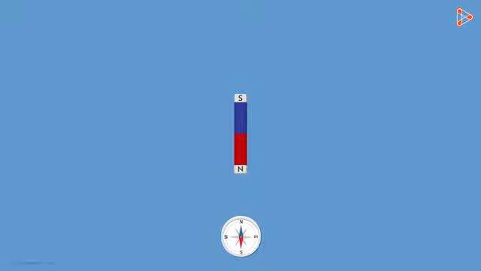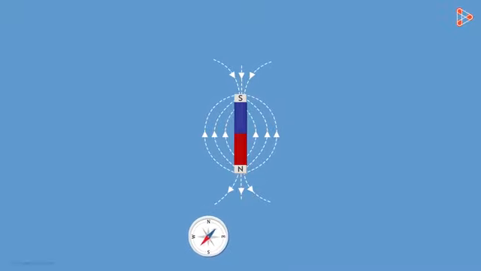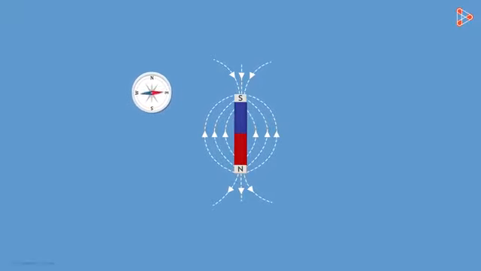Well, if we bring the north pole of a bar magnet near the red needle, the needle will show deflection. The needle now aligns itself in the direction of the magnetic field of this bar magnet. We know that in a bar magnet, the field lines emerge from the north pole, curve around the magnet and end at the south pole. So if we move the compass in the direction of the magnetic field, then its needle will also align itself in the direction of the field.